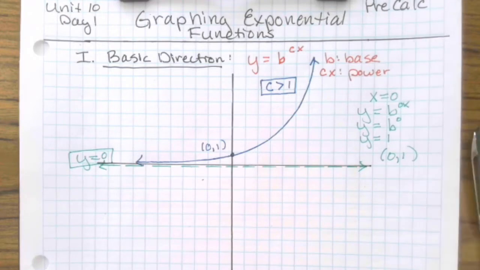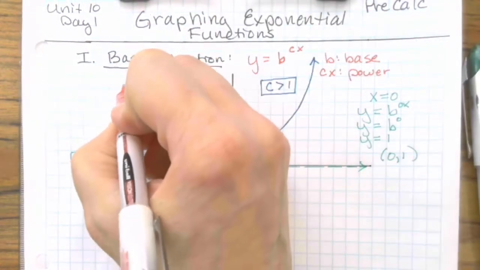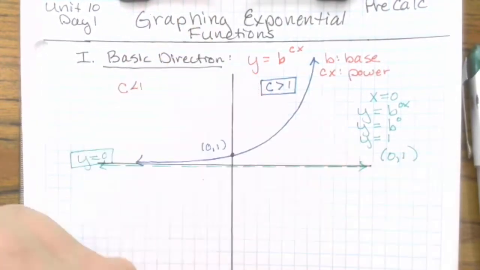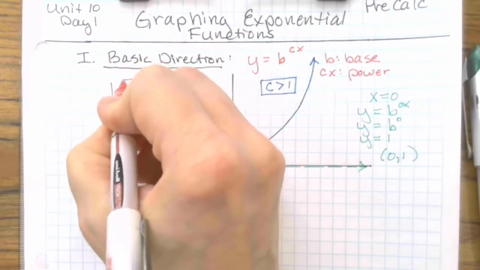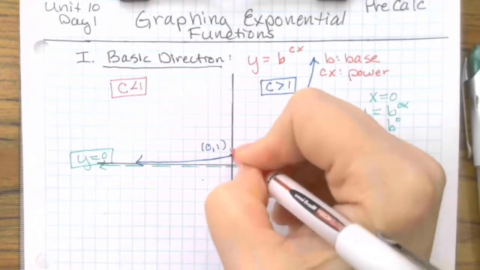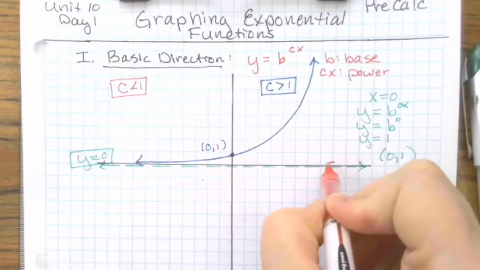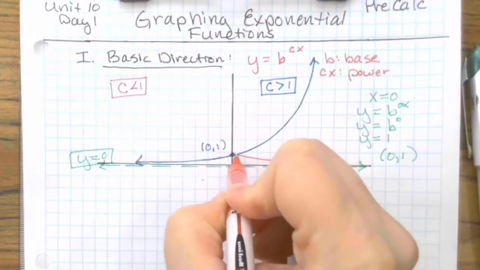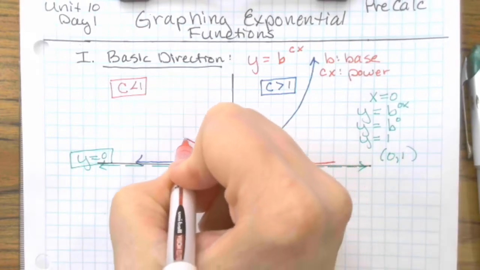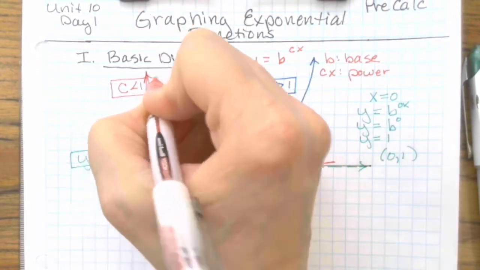What if c is not greater than 1? If c is some number less than 1, then your curve will still cross at (0, 1), but it will come from the other direction. So infinitely close to the asymptote, crossing at (0, 1), and then accelerating more and more and more as it goes up.